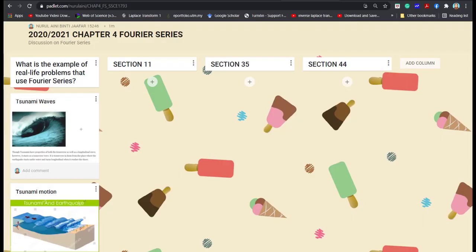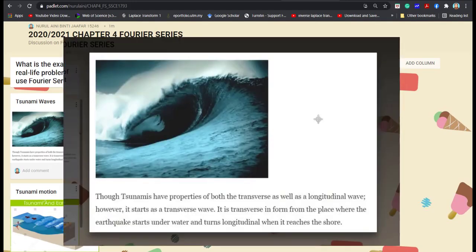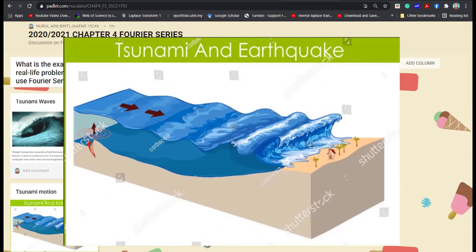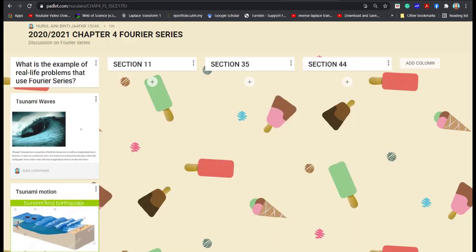Hi class, you can look at my Padlet. One of the real-life examples where we can use Fourier series is the tsunami wave. This is a picture of a tsunami. Using Fourier series, you can determine the movement of a tsunami. This is the motion of a tsunami, and it looks like sin x and cos x functions. So the Fourier series is very useful to determine and predict the value of a tsunami.